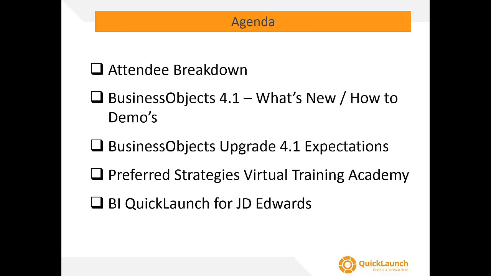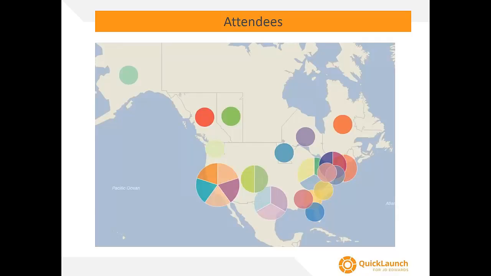We'll go over some of the new capabilities of Business Objects 4.1. We'll do some how-to demos and showcase some of that functionality for you. We'll also talk a little bit about the upgrade expectations, and Lyle will chime in and share some thoughts around upgrading that. We'll talk about the Virtual Academy, as well as some things coming up with Business Objects with our BI QuickLaunch for JD Edwards offering, and what to expect and timing for that. So we're going to go ahead and start by looking at the attendees.